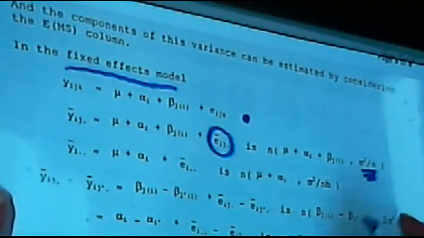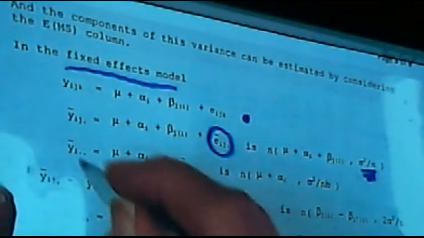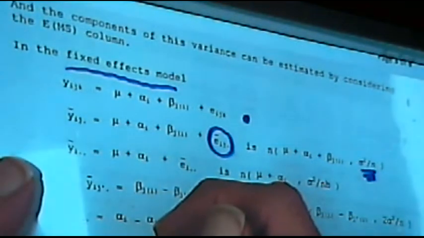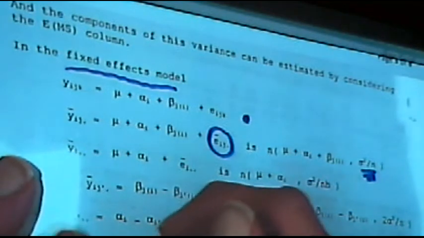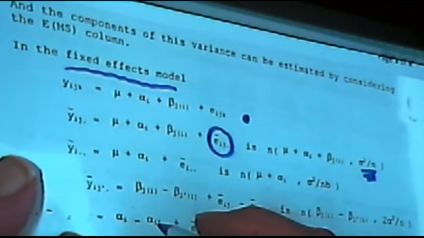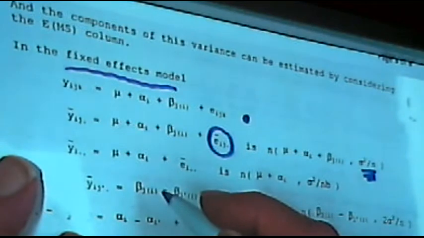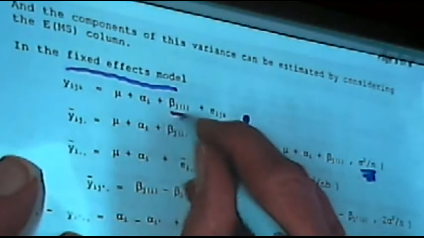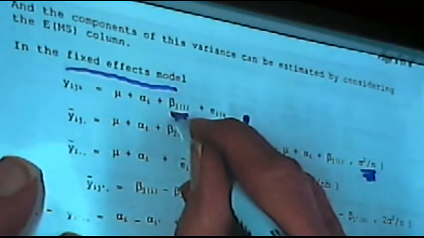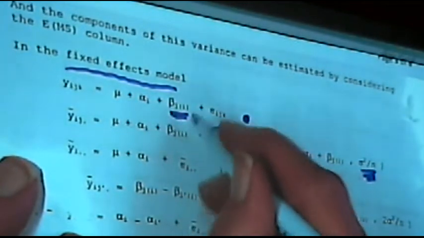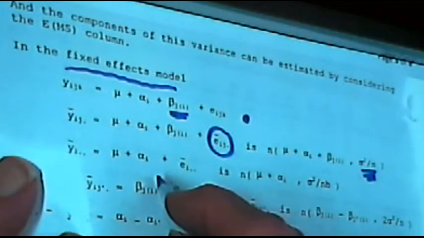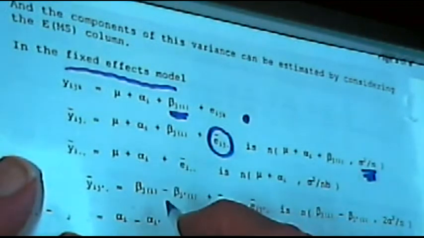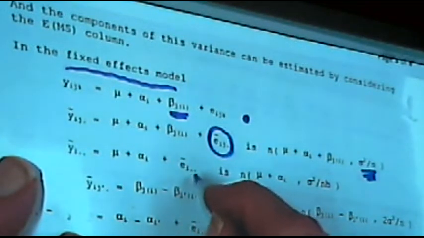Now if we go up one notch further and we look at y bar I dot dot, so now we're adding up on both j and k. When we add on j, these add up to 0 because of the side condition. So the betas drop out. And so notice it's not here. We have alpha I, nothing about beta because that sum is 0. And then we get an e bar I dot dot.